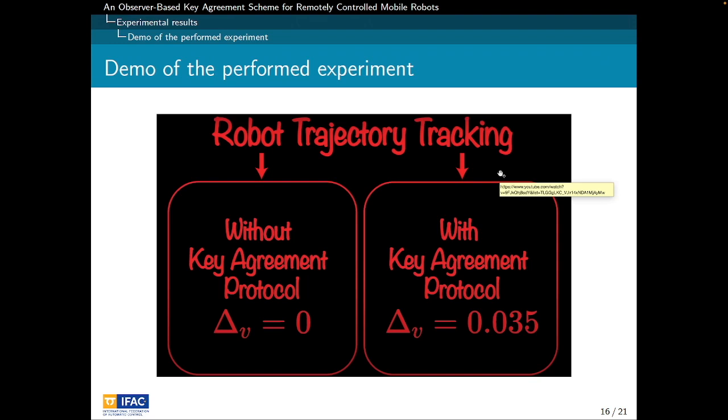In this slide I'm going to show you a demo of the experiment that we did with the Khepera 4 robot. On the left hand side you can see the performance of the controller without the key agreement protocol, which means delta V is equal to 0. And on the right hand side you can see the performance of the controller with the value of delta V equal to 0.035.